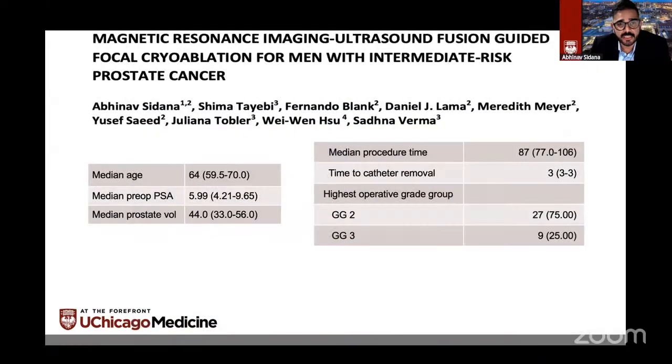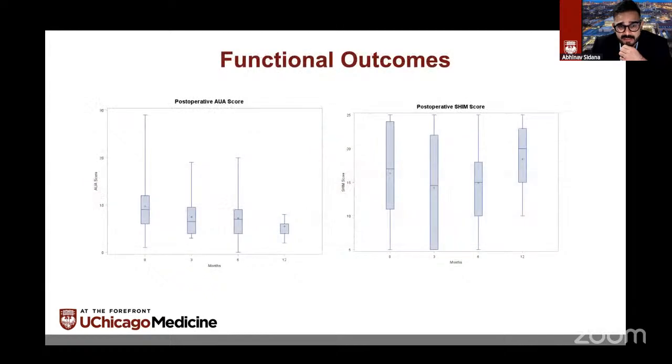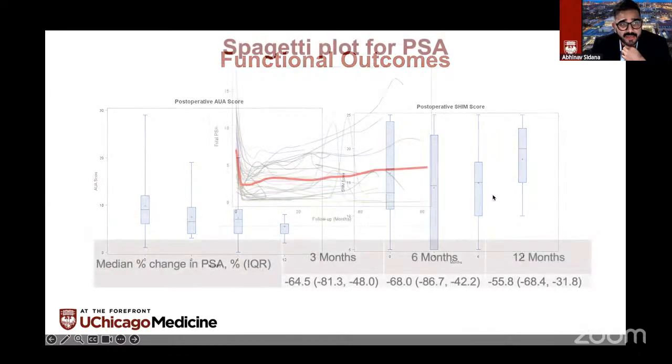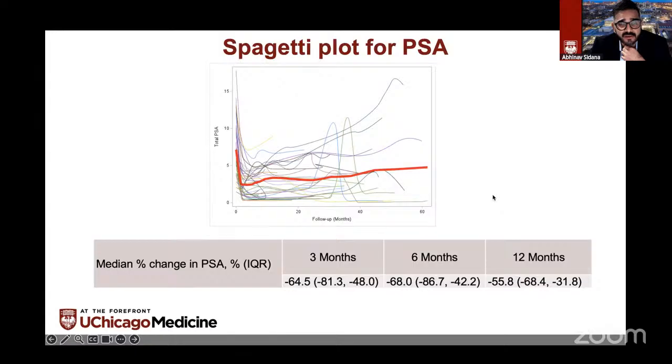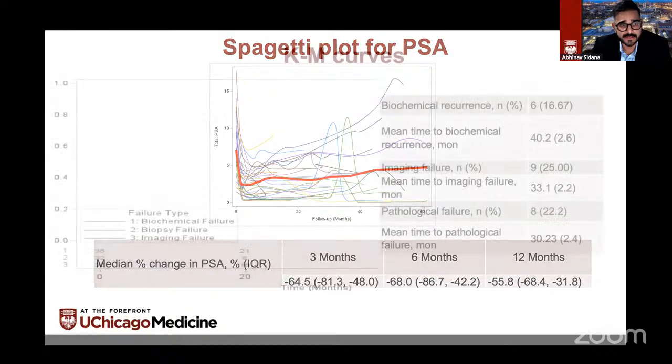We published our initial series of fusion-guided ablation, and every patient either had grade group 2 or grade group 3 prostate cancer. None of them had grade group 1. We demonstrated that the patients maintained their urination, they maintained their sexual function. There was no significant decline in either one of them. And they had significant decline in PSA at 3 months. Then there was slight increase in PSA by 12 months, and the median decline was around 55% at 12 months.